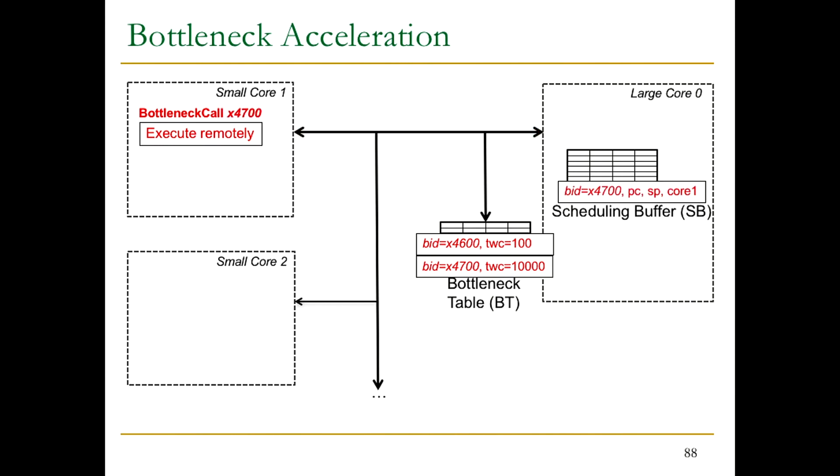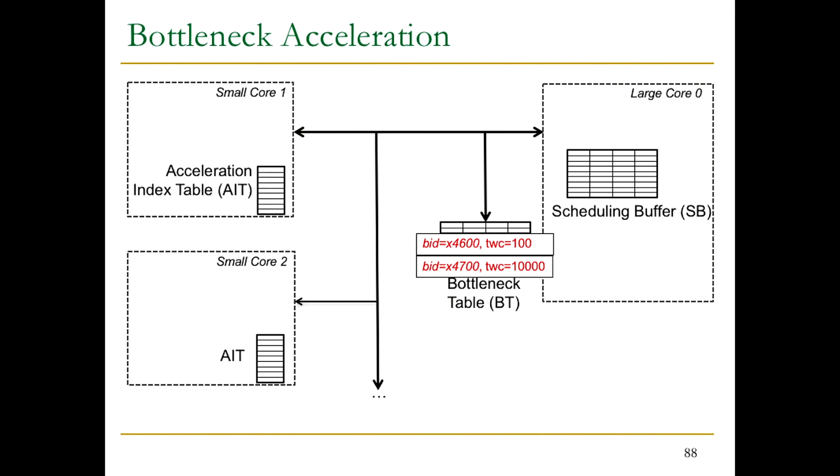So it's very similar to accelerated critical sections now. You send the bottleneck ID, program counter, stack pointer, which core you are, and you get queued in the large core. And the large core executes the bottlenecks in order of which ones are more important. And when it executes the bottleneck return call in the code that you've seen, it sends a done signal saying, I've executed your bottleneck, now you can continue. Does that make sense? It's pretty simple, right?